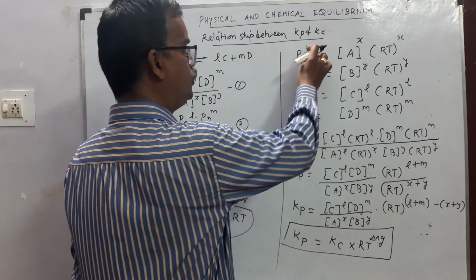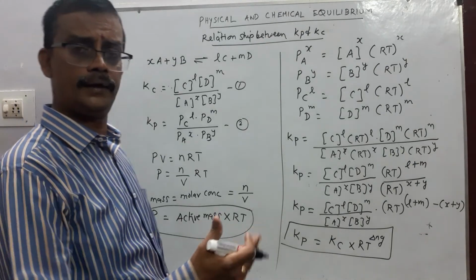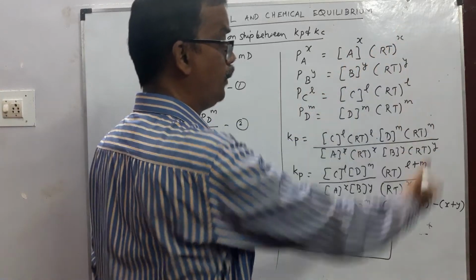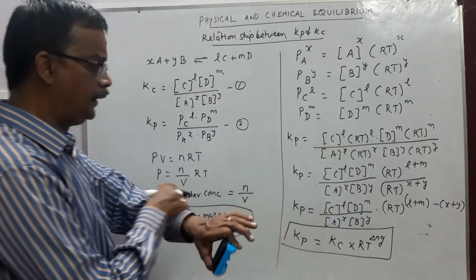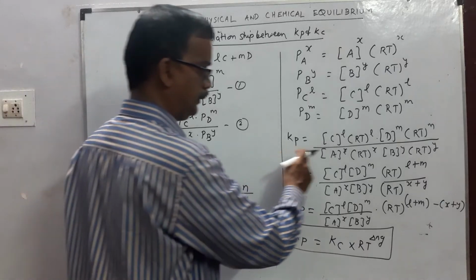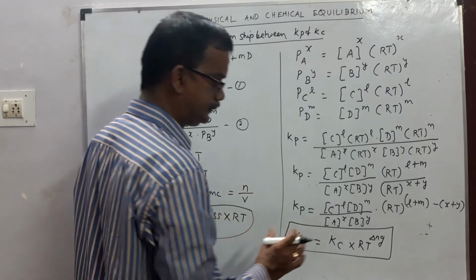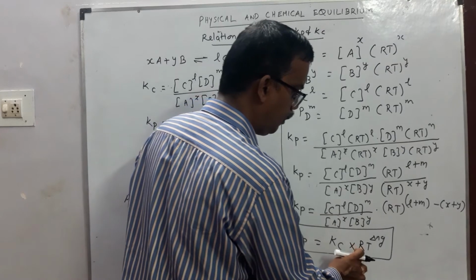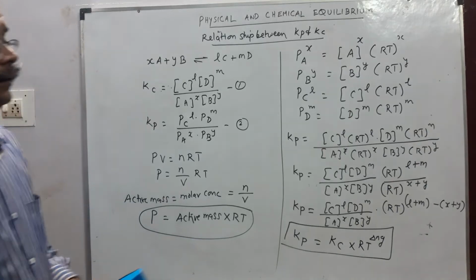PA to the power of X is A to the power of X, RT to the power of X. PB to the power of Y is B to the power of Y, RT to the power of Y. PC to the power of L is C to the power of L, RT to the power of L. PD to the power of M is D to the power of M, RT to the power of M. Next, substitute the partial pressure values in the Kp expression. Next, collect the concentration terms. This is nothing but Kc. So Kp equal to Kc RT to the power of delta Ng. Delta Ng means l plus m minus x plus y.